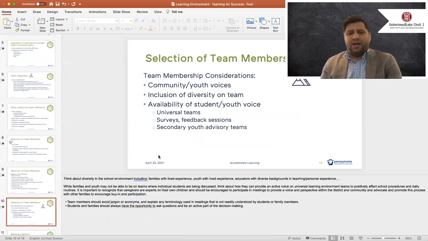We also want to look at and think about diversity in our school environment. So maybe we want to include a youth who has lived experience. So maybe a youth that is comfortable and open with discussing. Maybe they have a behavioral health disorder, an emotional health disorder, a learning disorder, whatever it may be. But a youth who has a lived experience. Those would be really, really valuable voices to have on these teams.